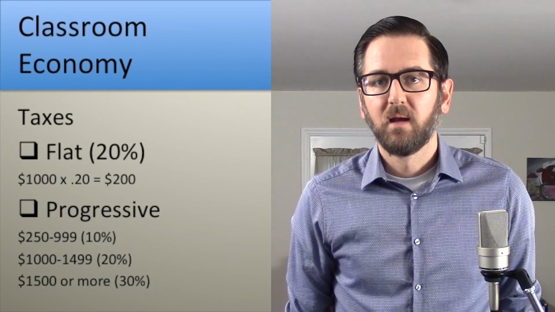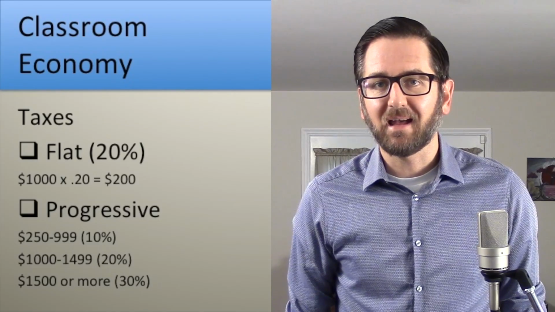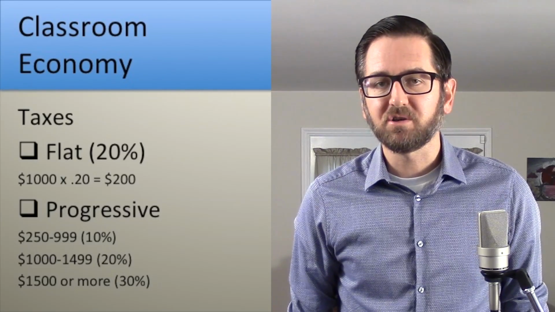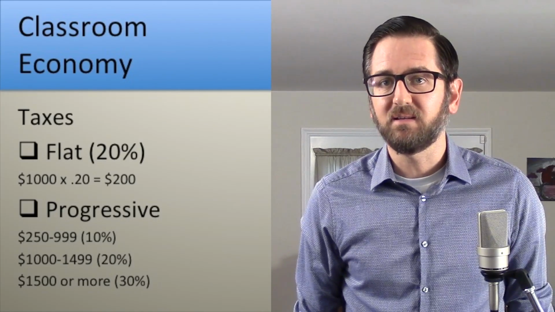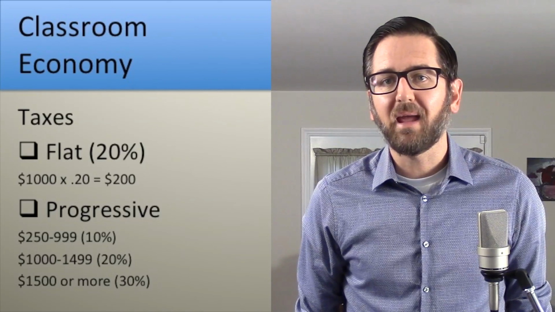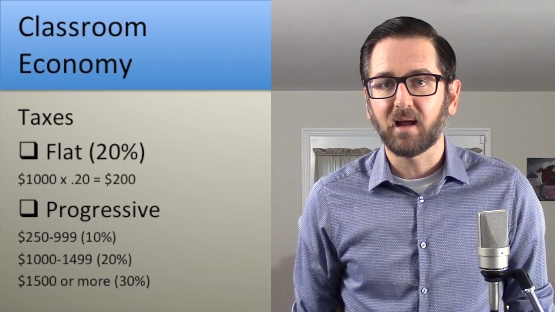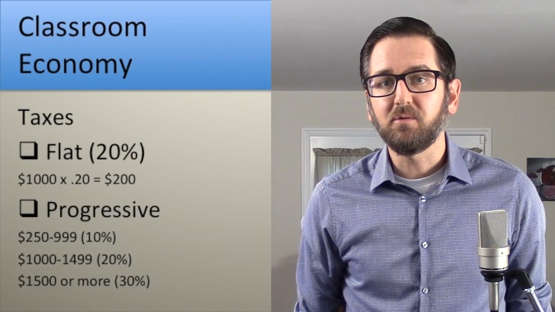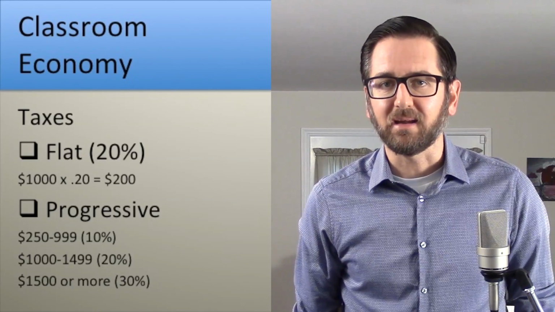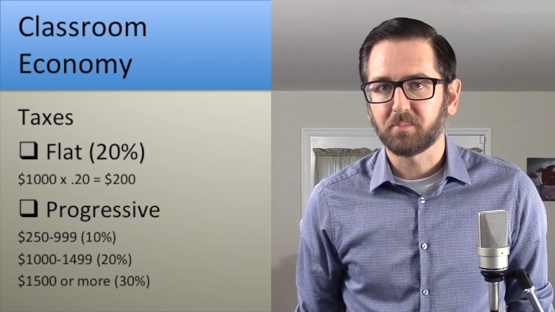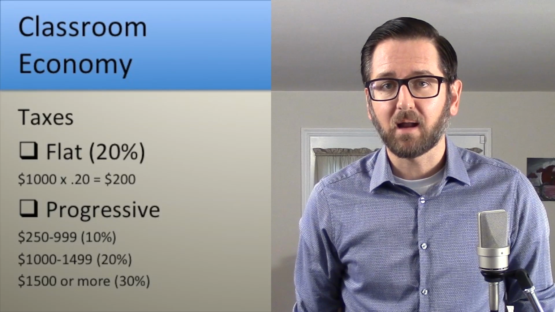Second, the government can choose to levy what is called a progressive income tax. This means that as a student's income increases, they pay a larger percentage of that income in taxes. For example, if a student only makes $250 to $999 this week, they pay a 10% income tax. However, if a student makes $1,000 to $1,499, they pay 20%. And if a student makes $1,500 or more, they pay 30%. So there would be tax brackets, and students who make more would pay a larger percentage. Discuss the pros and cons of a progressive tax and decide if that will work for your economy.